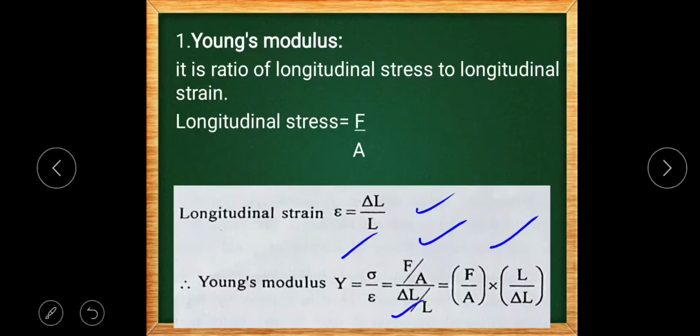Here the SI unit of Young's modulus is Newton per meter square. Because here the longitudinal stress has unit Newton per meter square, but longitudinal strain has no units. Hence, the SI unit of Young's modulus is the same as that of stress.